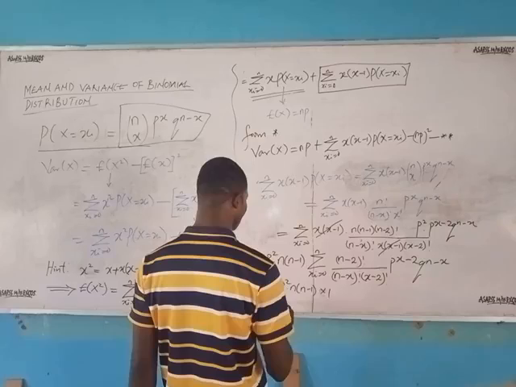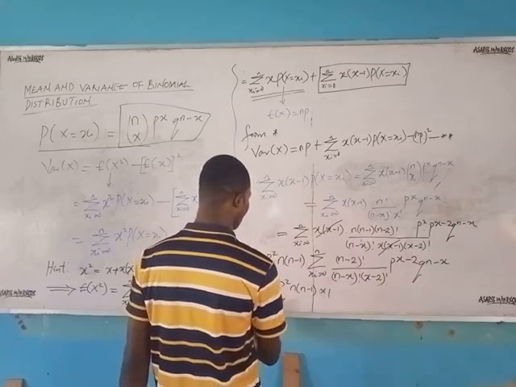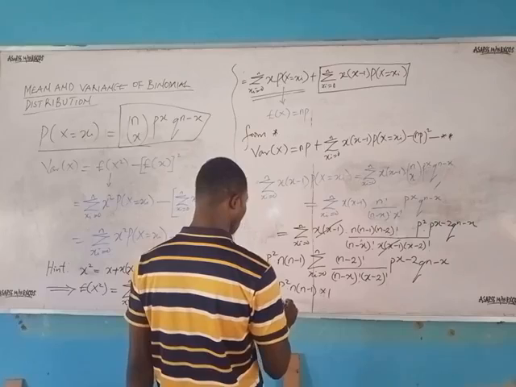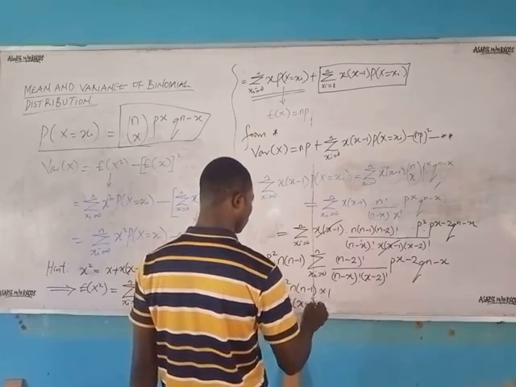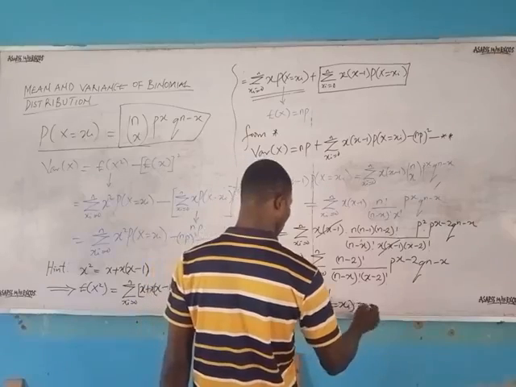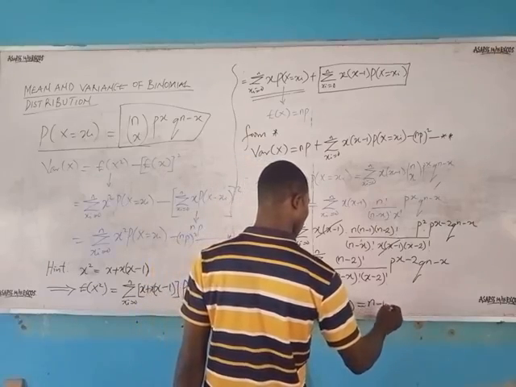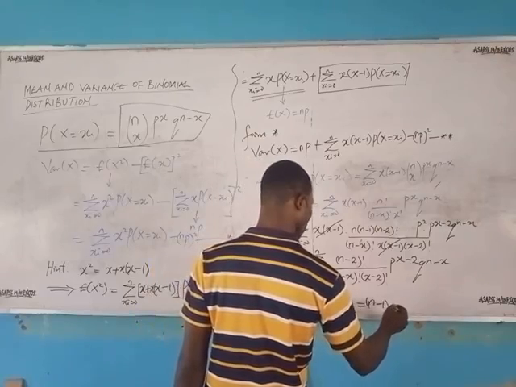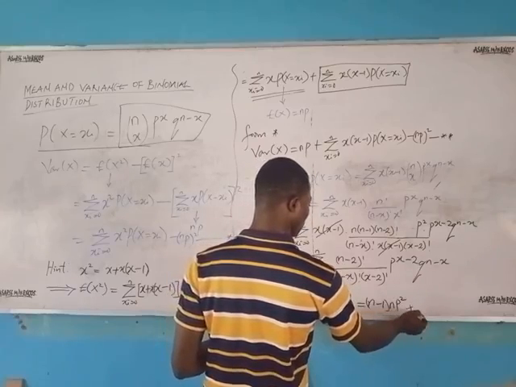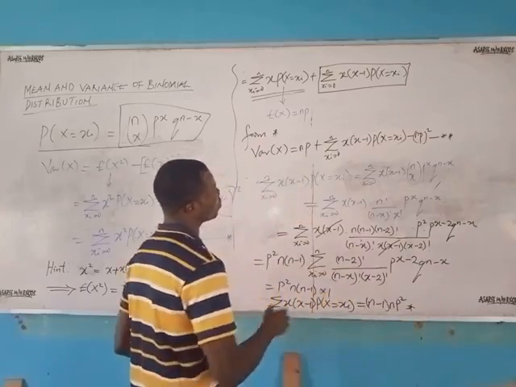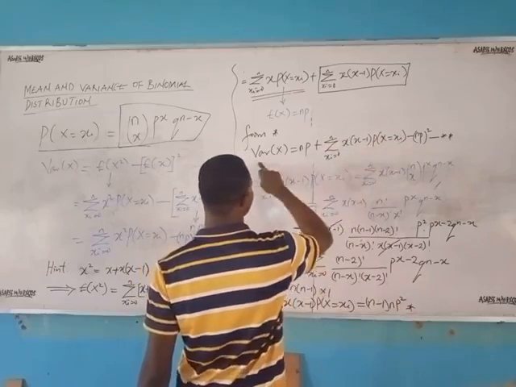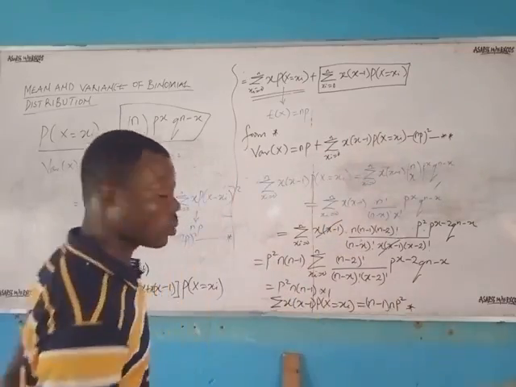Therefore, our expected value of the summation of x into x minus 1 times p of x must be equal to n into n minus 1 times p squared. So this answer, we are going to substitute into the variance formula so that we can get our variance. So let's do that.